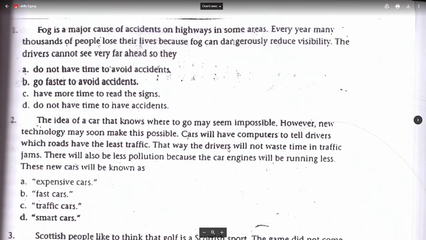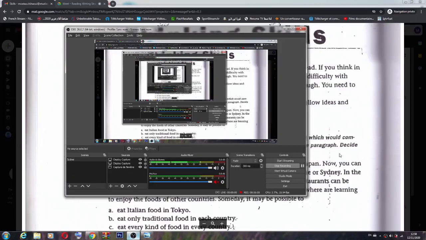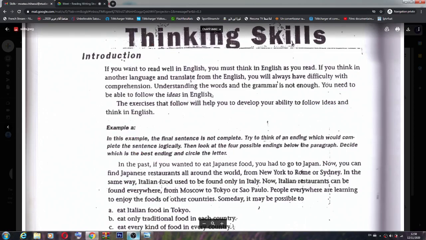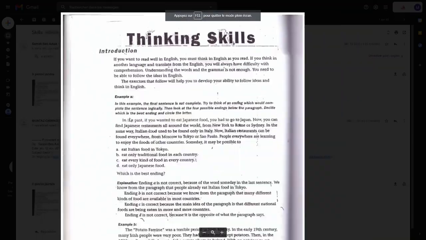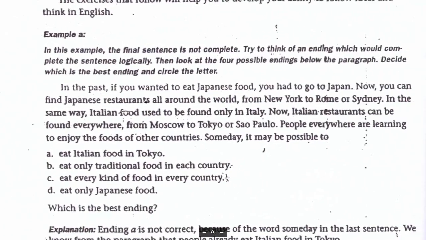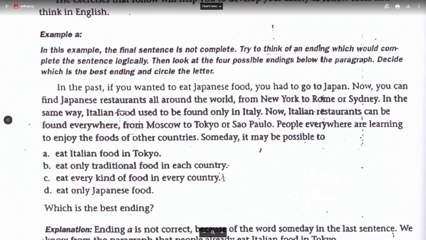We're hungry, miss. This will help you to develop your ability to follow ideas and to think in English. Example A. In this example, the final sentence is not complete. Try to think of an ending which would complete the sentence logically. Then look at the four possible endings below the paragraph. Decide which is the best ending and circle the letter.